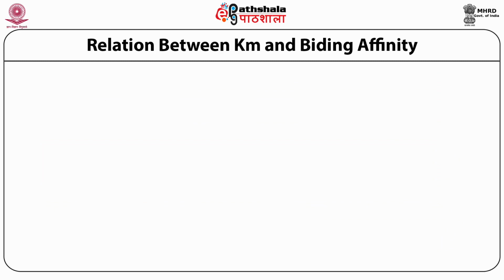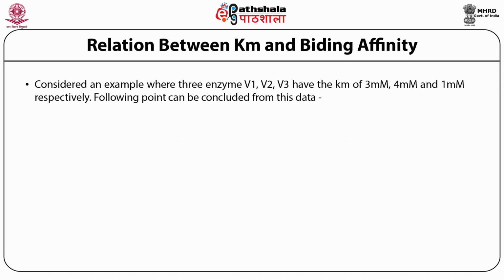So based on the relation between Km and binding affinity, we can solve one question here. Consider an example where we have three enzymes V1, V2 and V3 which have Km of 3 millimolar, 4 millimolar and 1 millimolar. Then the following observation can be drawn from these experimental results. If you compare V1, V2 and V3 and their respective Km, then you can say that enzyme V3 has better interaction with the substrate because it has the lowest Km.